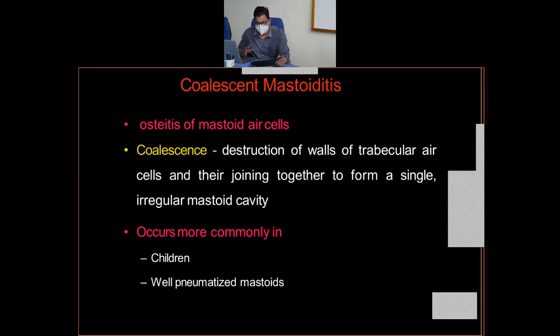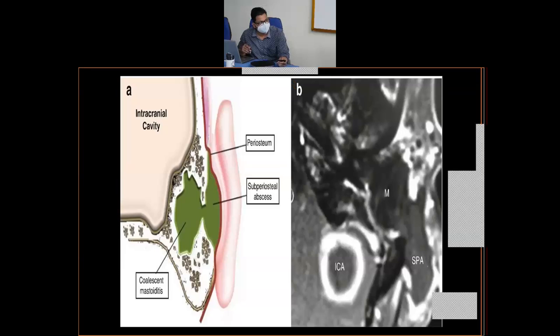But in a well pneumatized mastoid, there will be lots of air cells and lots of small thin trabeculae, which will get broken down and lead to more extensive disease. Okay. Then this is the picture of coalescent mastoiditis. Here in the green color you can see, usually there will be lots of septa in the mastoid cortex, but here there is no septum. It has become a single cavity.